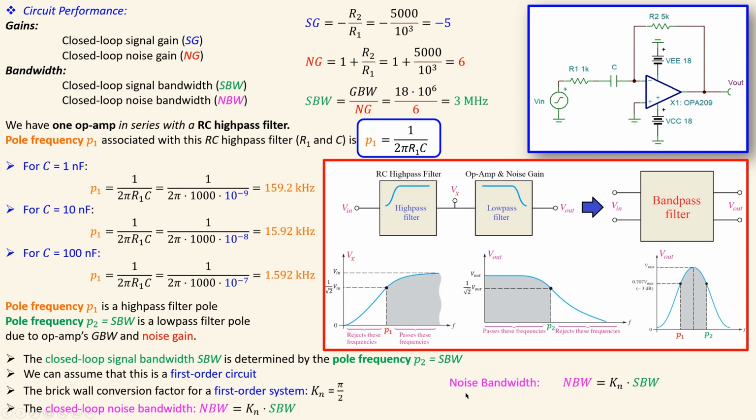So let's do that. For the noise bandwidth, if you substitute the values for Kn and the signal bandwidth, you will have 4.71 MHz. You can see this is much larger than the signal bandwidth, but we need to use this noise gain and noise bandwidth in our calculations for noise.